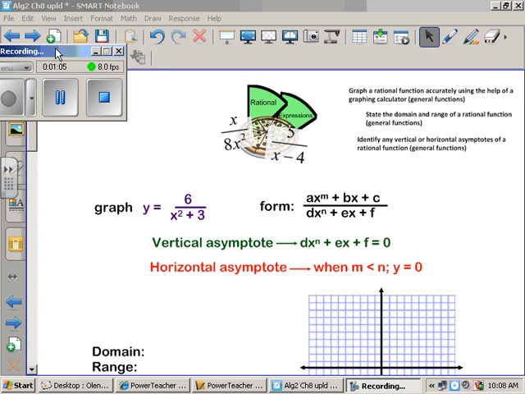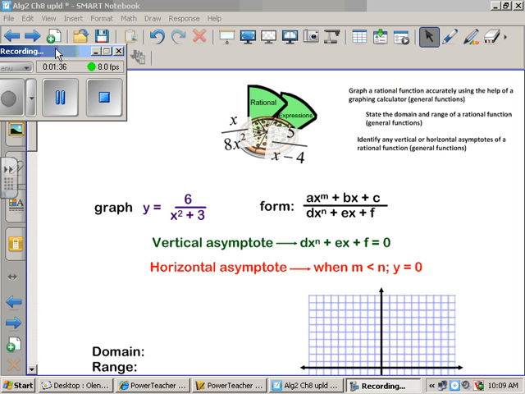The vertical asymptote is always where, just like it was yesterday, the denominator equals 0. So you're going to set that equal to 0. And in a polynomial, like a quadratic, how many zeros do we get? 2, right? You have to factor it and figure out where it equals 0. So we're going to have more than one vertical asymptote.